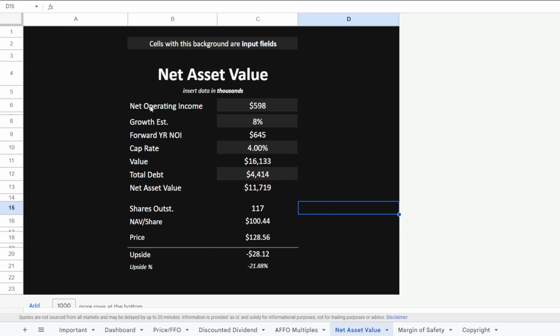Doing this, we will be using the net operating income of MAA and apply a growth rate to it for our forward year net operating income. Then we apply a cap rate, in this case of 4%, and this gives us the value of their properties. We subtract the debt from it, and that leaves us with a net asset value of $11.7 billion. And dividing this by the amount of shares outstanding, we get a net asset value price per share of $100.44, which is a downside of almost 22%.